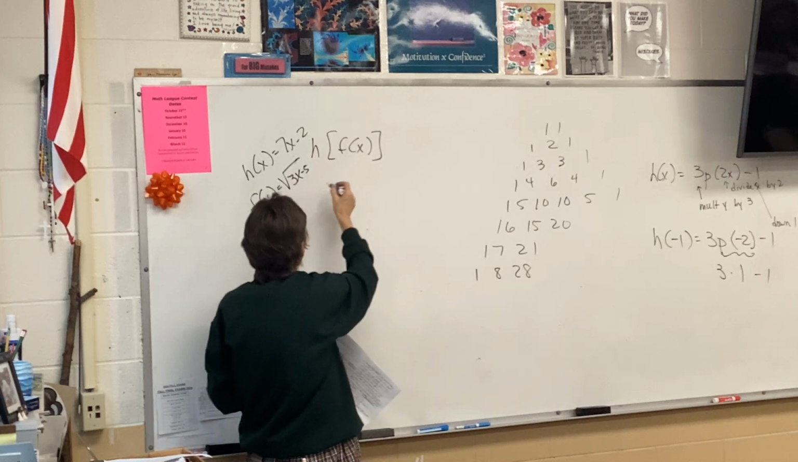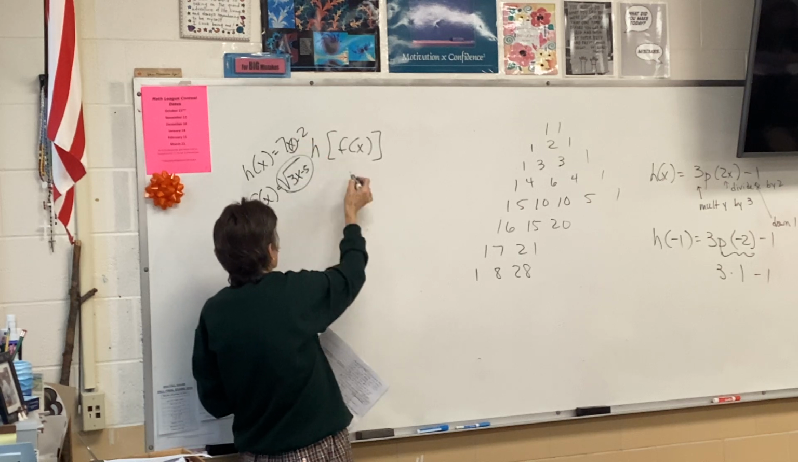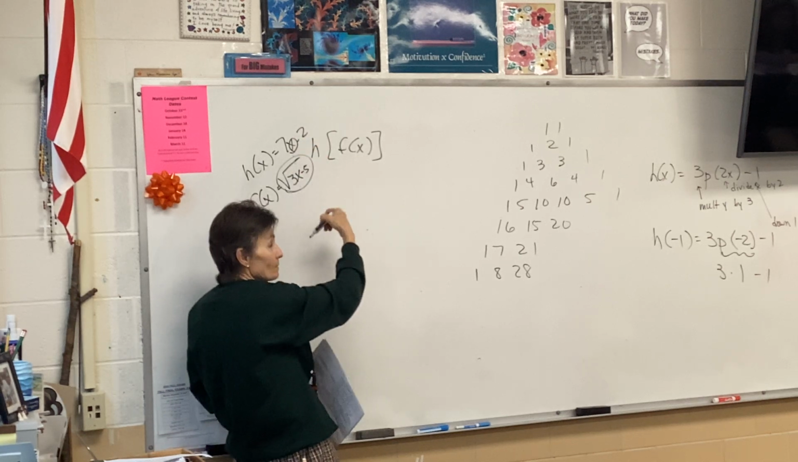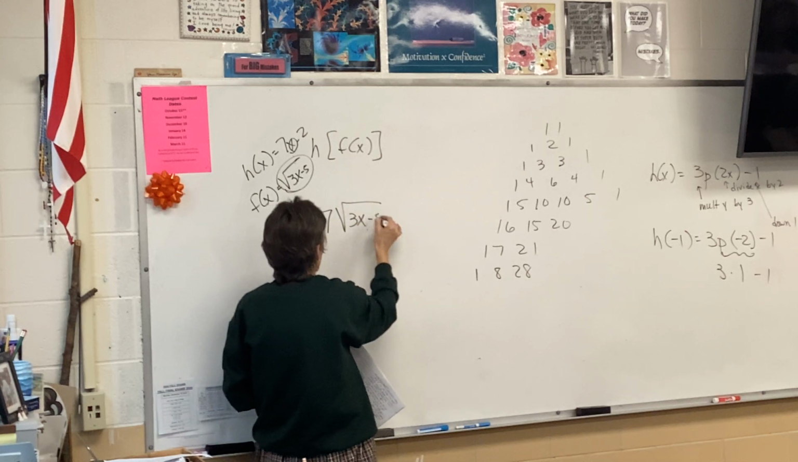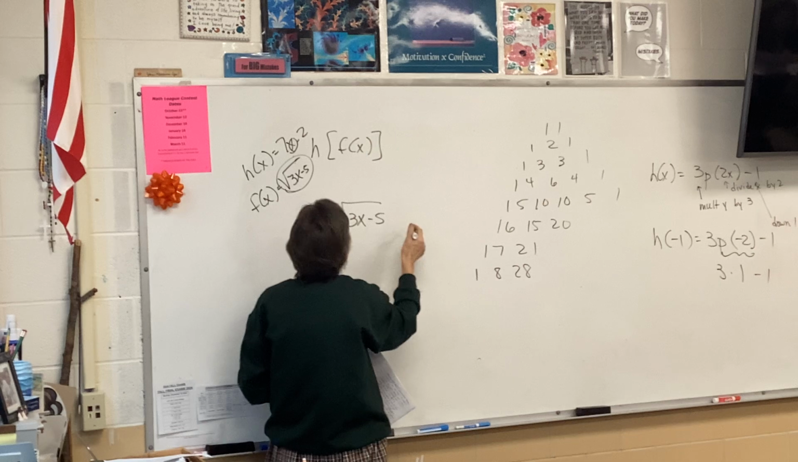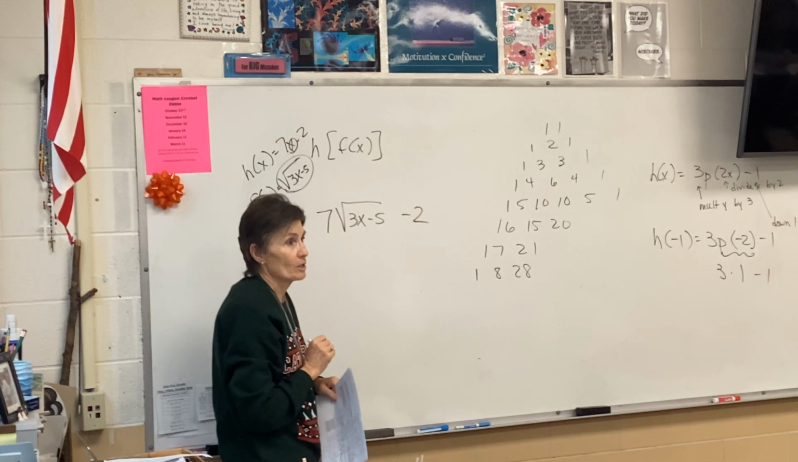Alright, so this means I plug f into h, so that's going to be 7 radical 3x minus 5, minus 2. So there's the composition.